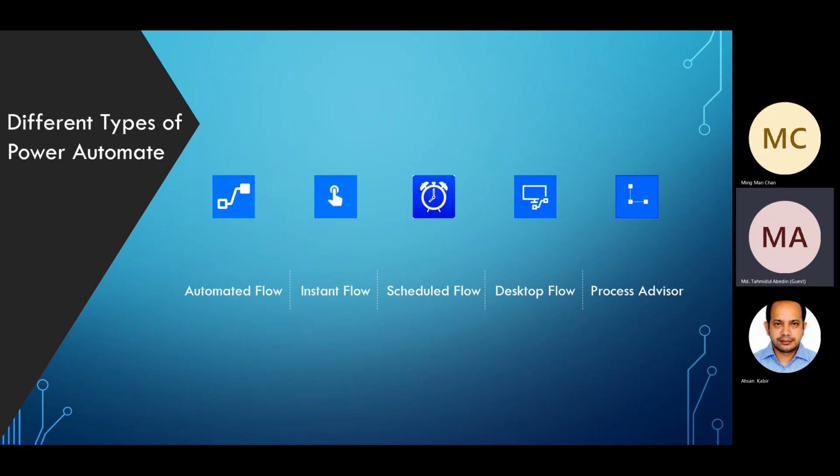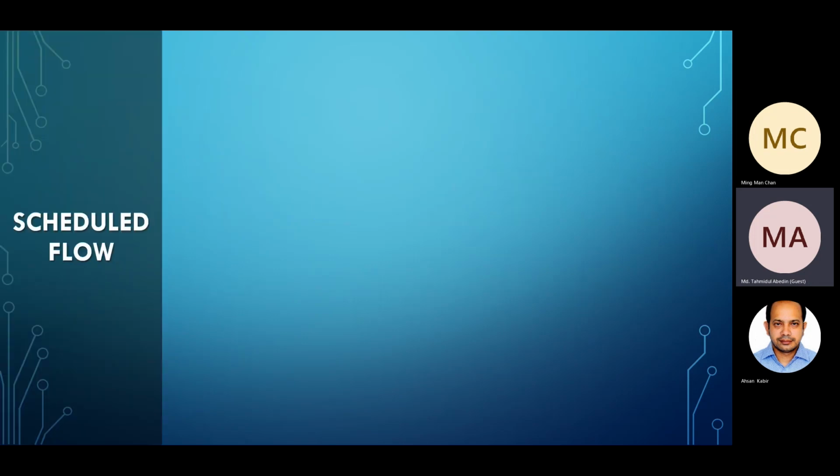So today's main objective is the scheduled flow. So we are talking about the scheduled flow, right? So what is a scheduled flow? As we have already discussed, this is certain work we want to do repeatedly in a scheduled way. So in a scheduled flow, Power Automate provides us some options to schedule the process.